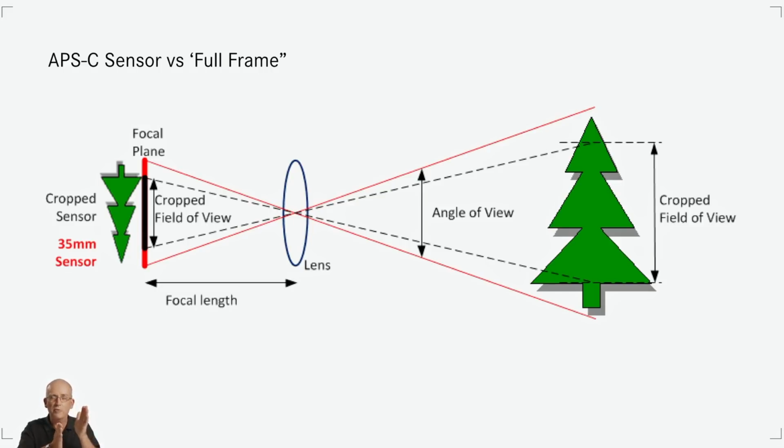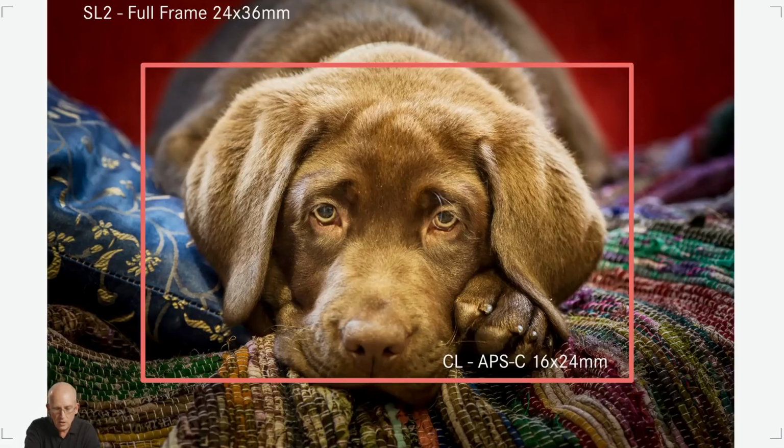And this is the difference between the SL2S, the SL2, and the M10, and the CL, which is an APS-C sized sensor. And the APS-C size sensor is, let me see, if I read my notes here, it's written on there, 16 by 24 millimeters, whereas the full frame camera is 24 by 36 millimeters.